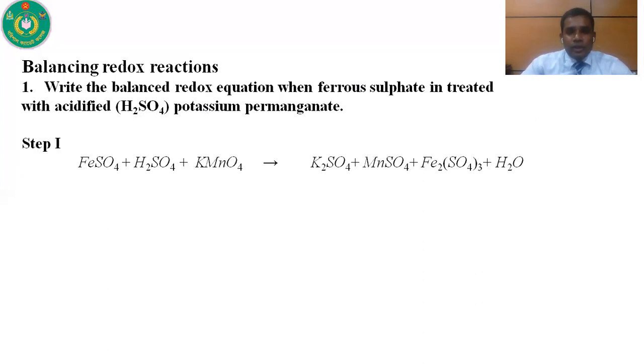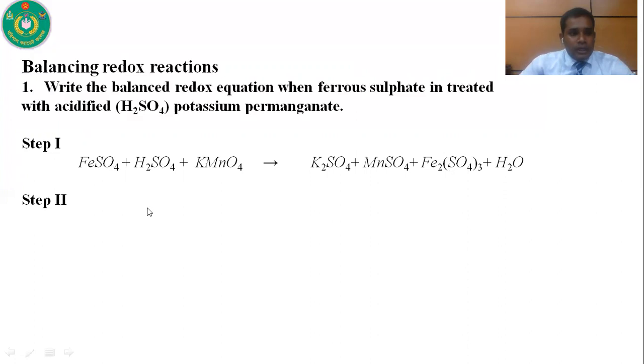So at first we need to write the products from the reactants. Here the reactants are ferrous sulfate, sulfuric acid and potassium permanganate. When these three substances react with each other, we get potassium sulfate, manganese sulfate, ferric sulfate and water. So we need to write these products properly, otherwise we cannot balance redox reactions.